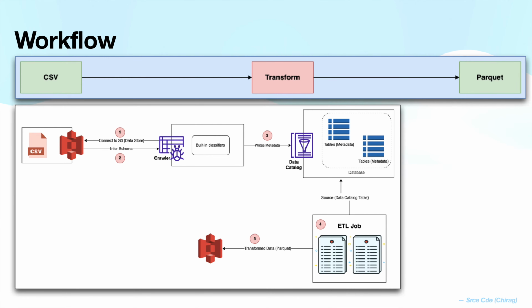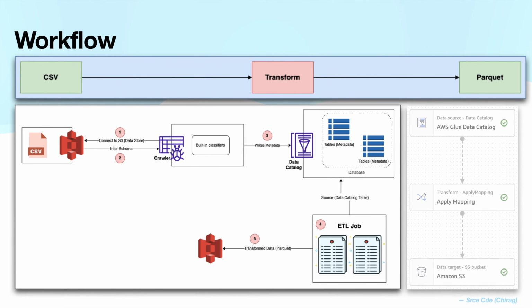Now after populating the data catalog, we will create the ETL job to transform the CSV into Parquet file. The data source of the ETL job will be the AWS Glue data catalog table, and as a part of the transformation, we will apply the mappings. Post transformation, the data will be stored in S3 bucket as a Parquet file.